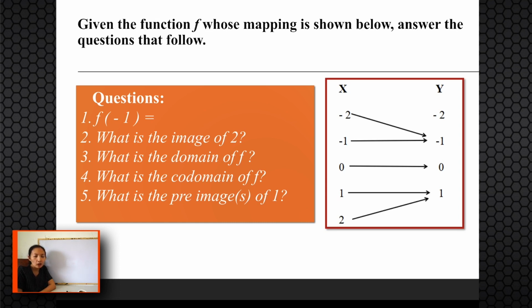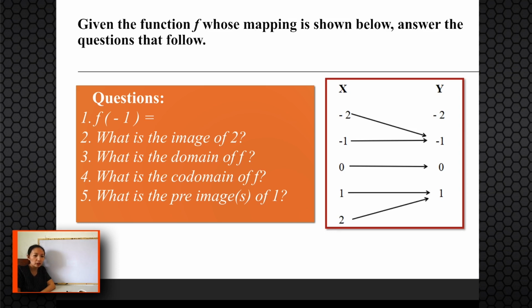What is the codomain of f? Negative 2, negative 1, 0, 1. Next, number 5. What is the pre-image of 1? What's the pre-image of 1? Pre-image of 1 are, okay, all of you responded 1, 2.